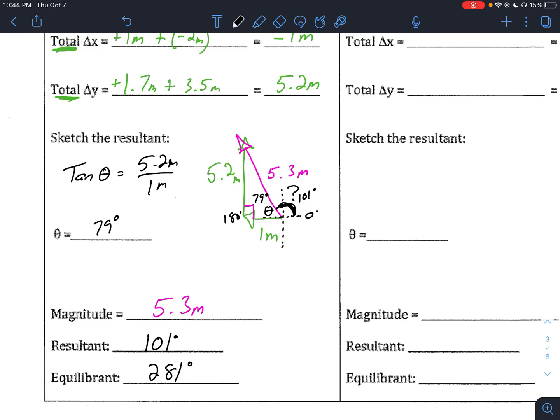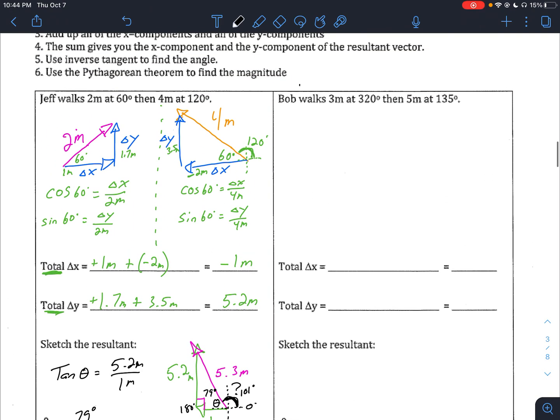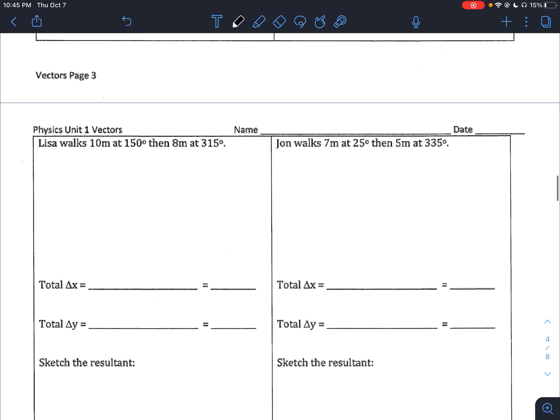So at this point, you can go ahead and try the remaining walks with Bob, Lisa, and John. That should complete the assignment worksheets 1 through 4 of the vectors packet. And again, if at any time you need to pause the video, go back, rewind, check the solutions in Schoology, make note of any questions for when I see you next. We can have those discussions.